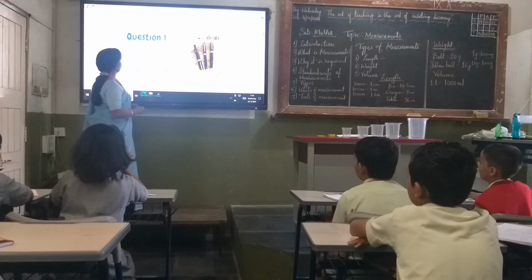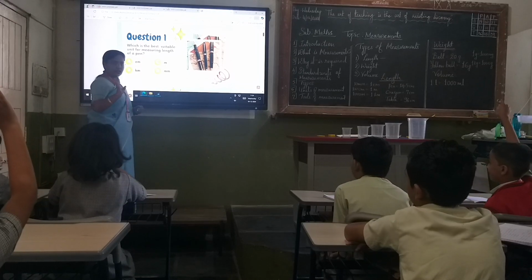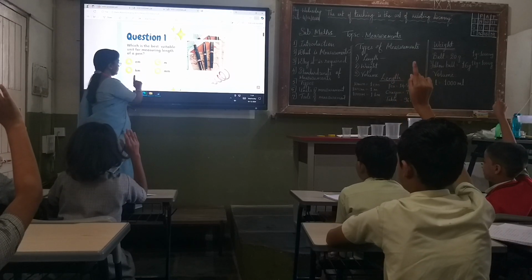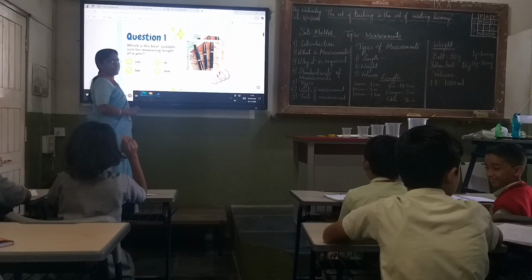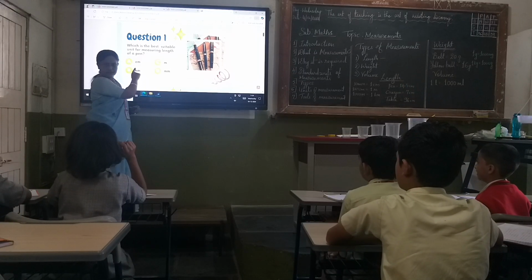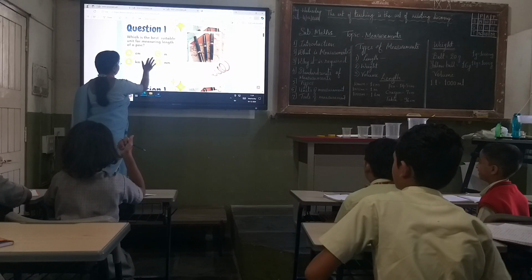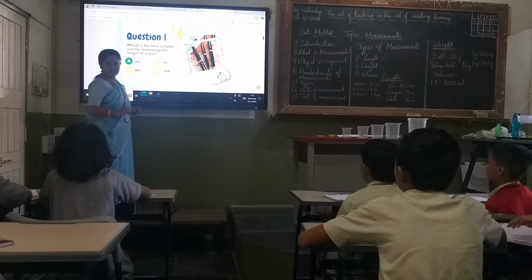Which is the most suitable unit for measuring the length of a pen? 4 options are given, isn't it? Now you have to choose the correct one. Pranali will tell the answer. Centimeter. Option A. Is it correct? Yes, ma'am. Let's see. Yes, the answer is centimeter.